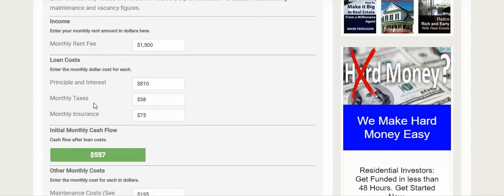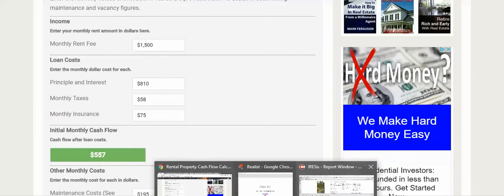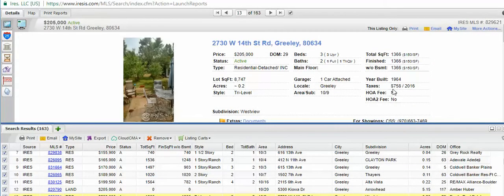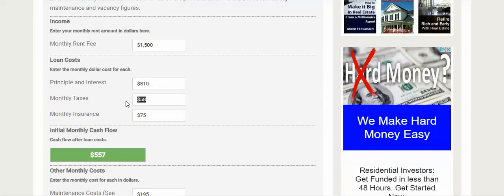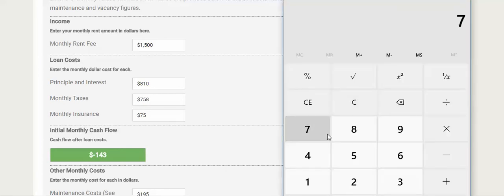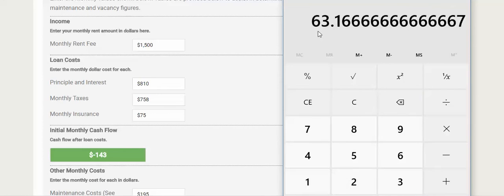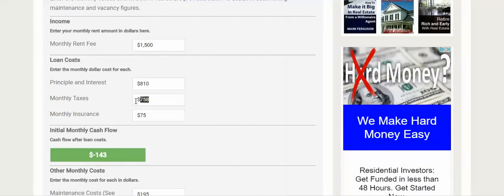Monthly taxes, monthly insurance. So I'm going to go back over here to the property. Taxes on this house, $758. I told you taxes were cheap here. That's for the entire year. Those might go up because that seems really low, but for right now, that's what we've got. So 758. Oh, it's monthly, we need to divide that by 12. Sorry. Go to my calculator. 758 divided by 12 equals 63. We'll just say 63.